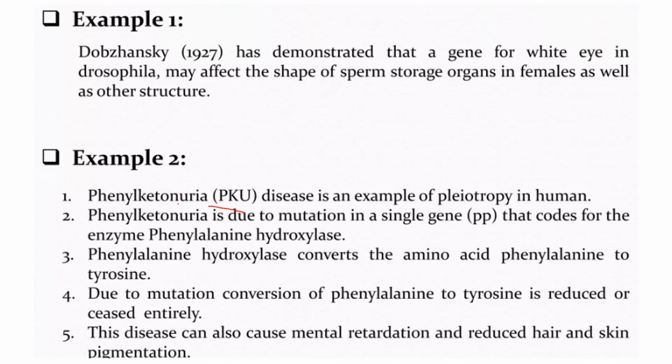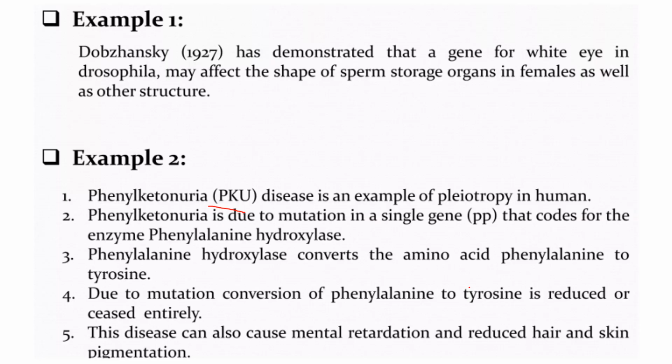Another one here, PKU disease. This is phenylketonuria, an example of pleiotropy in humans. So PKU is due to a mutation in a single gene, the PAH gene, that codes for the enzyme phenylalanine hydroxylase. So phenylalanine hydroxylase converts the amino acid phenylalanine to tyrosine, right? Now, when the mutation occurs, you pretty much do not get the tyrosine because the gene is damaged and the enzyme is damaged. And it can cause mental retardation, reduction in hair and skin pigmentation as well, okay?